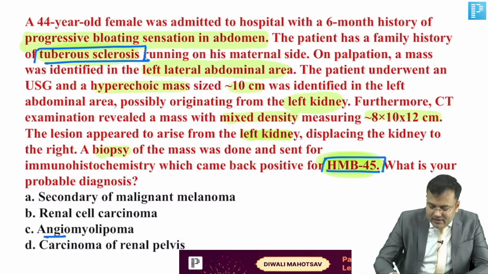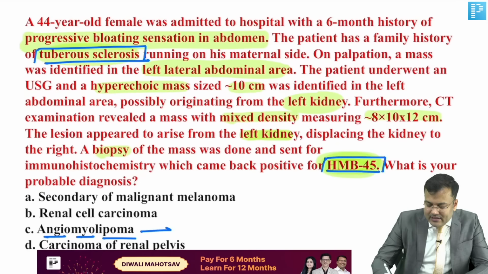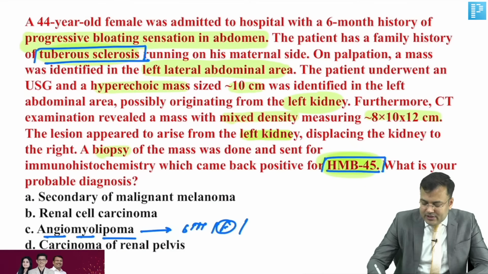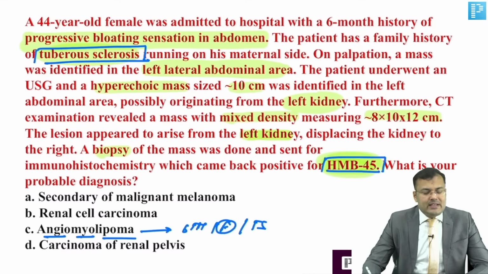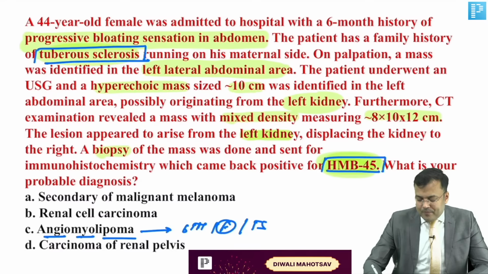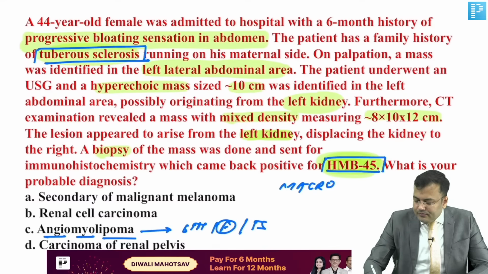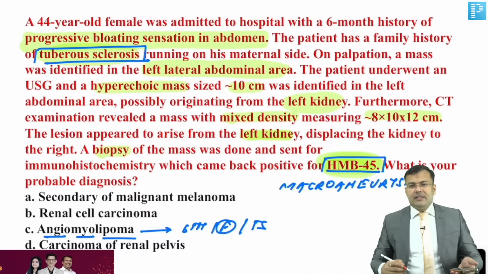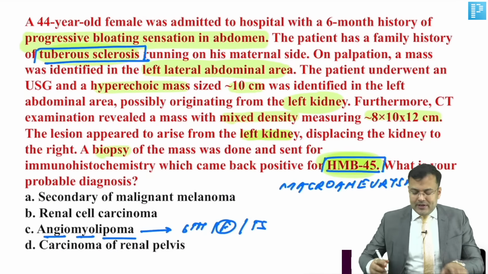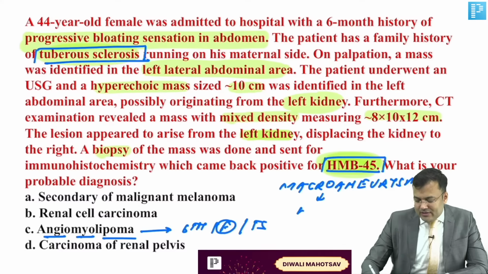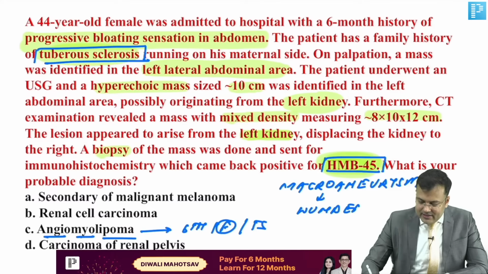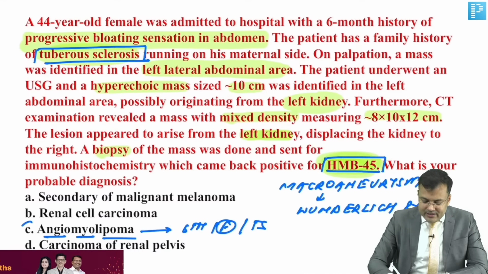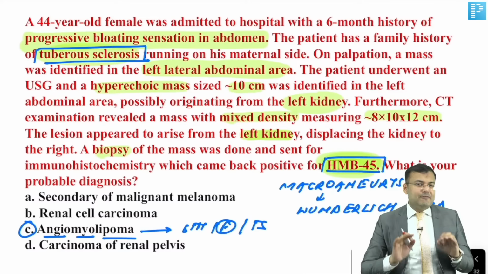Angio means blood vessel, myo means muscle, lipoma means fat. More common in females, 6th decade, and it is associated with TS, tuberous sclerosis. The marker is HMB45. Sometimes there is a macroaneurysm, and this macroaneurysm is going to rupture. Because of rupture of this aneurysm, the patient has retroperitoneal hemorrhage, and what is the name of that hemorrhage? That is known as Wunderlich syndrome. So, here the correct answer is option C. Option C is very important.